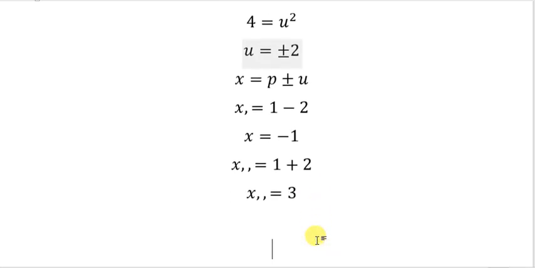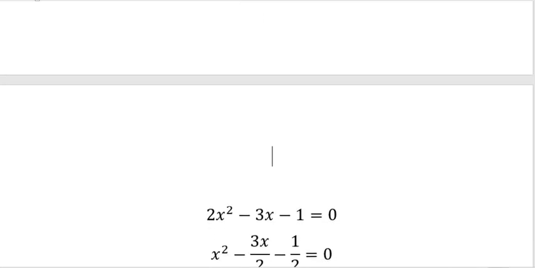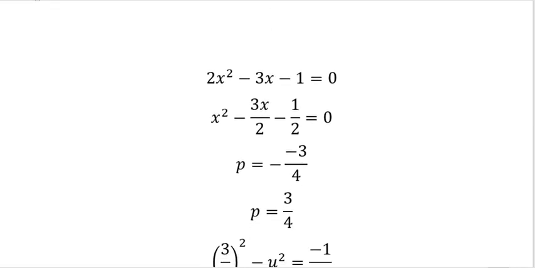Now, let's turn our attention to an equation which is not factorable and see how you can go about it using the Po-Shen Lo method. Remember, such equations cannot be solved using the factoring approach, but rather the completing the square approach. Now, an example of such an equation is 2x squared minus 3x minus 1 equals 0.